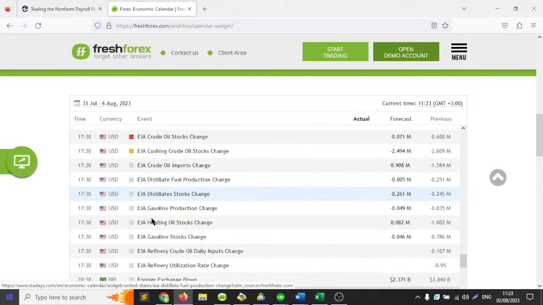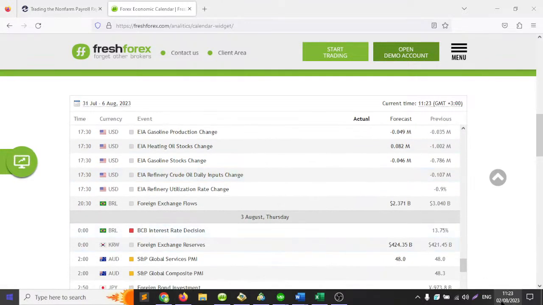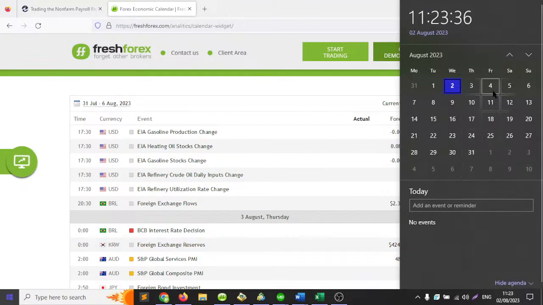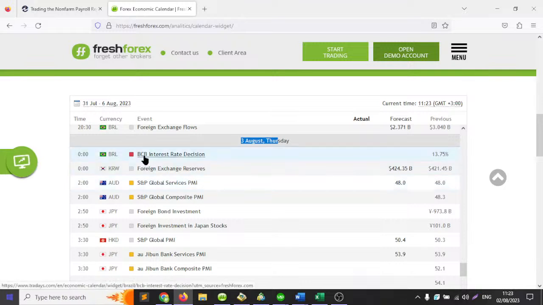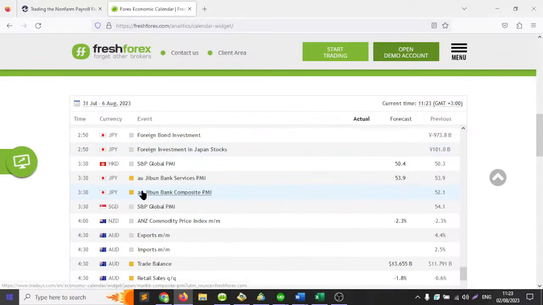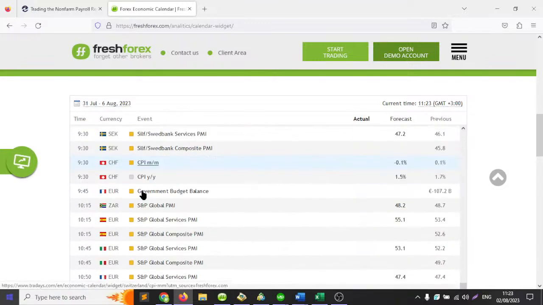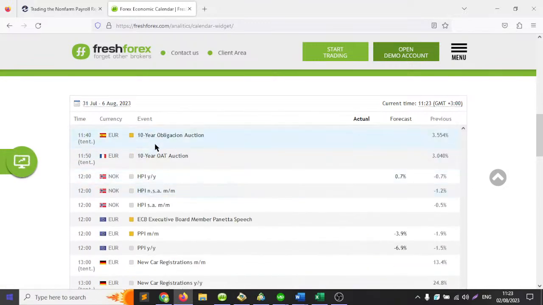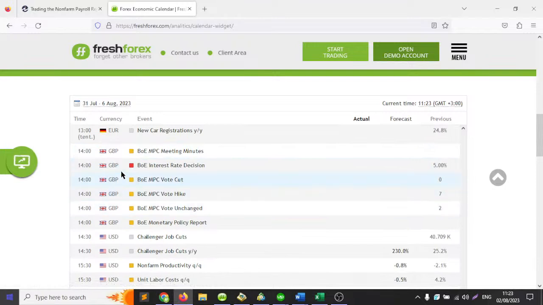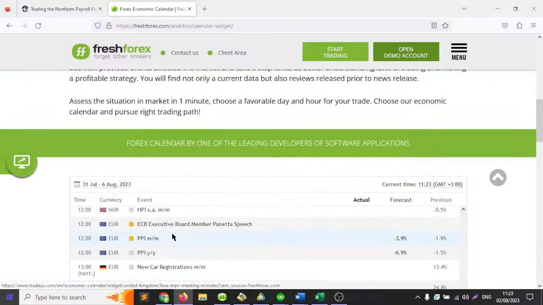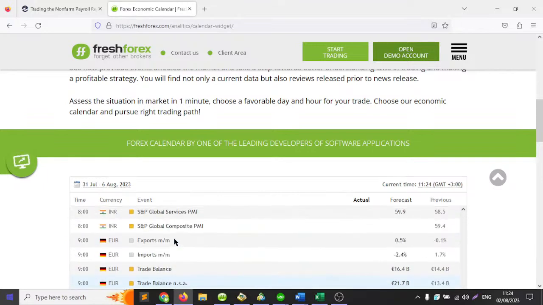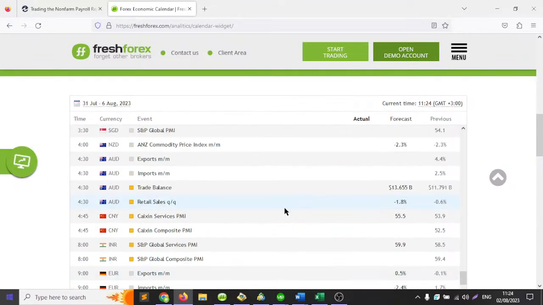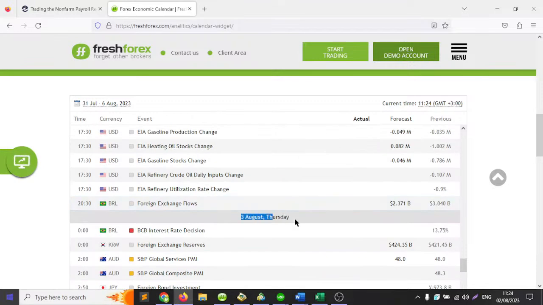Let's now check the news we want to look at and when it will happen. It should happen on Friday. So Friday is actually the 4th, and this is the 3rd, which is tomorrow. We have BCB, high impact news. We only have like one high impact news tomorrow, that one. Then on Friday, let's see. Sorry, this is still on the 3rd.